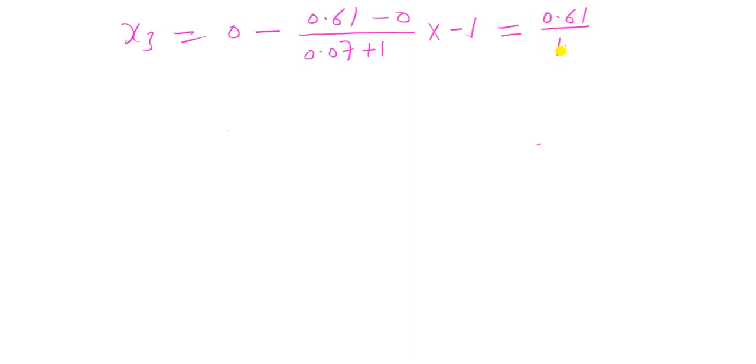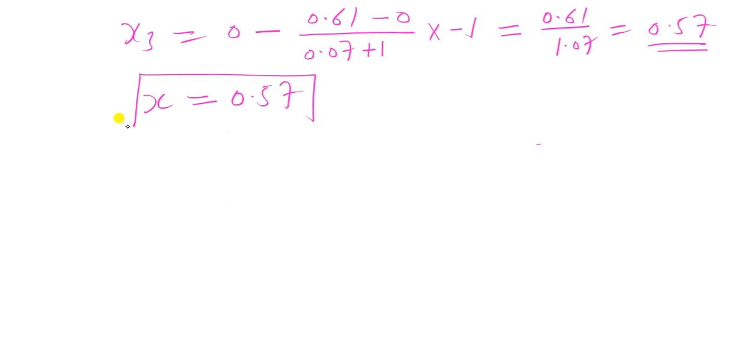Then we obtain x3 is equal to 0 minus (0.61 minus 0) upon (0.07 minus (minus 1)) multiplied by minus 1, and simplify this with the help of the calculator. Then we obtain 0.61 upon 1.07 is equal to 0.57. That is, after the second approximation we obtain the value of x is equal to 0.57 correct to 2 decimal places. So this is the value of x after the second iteration for the given equation with the help of the regula falsi method.